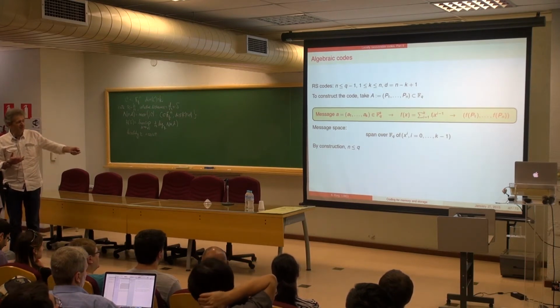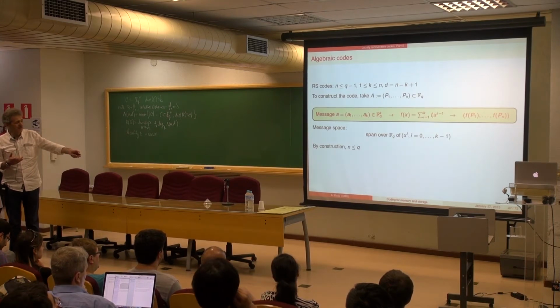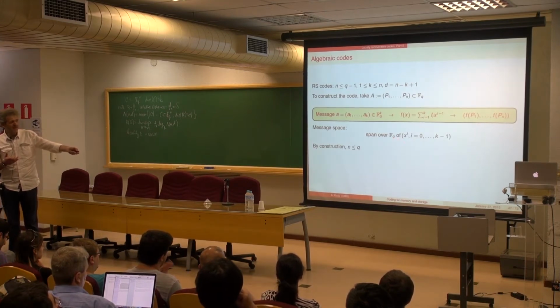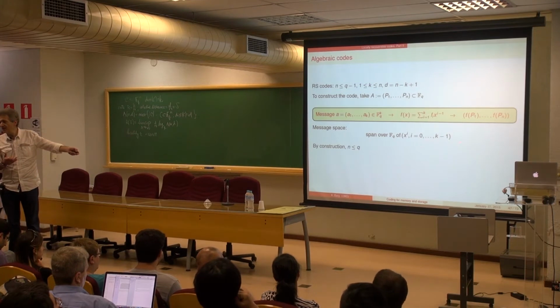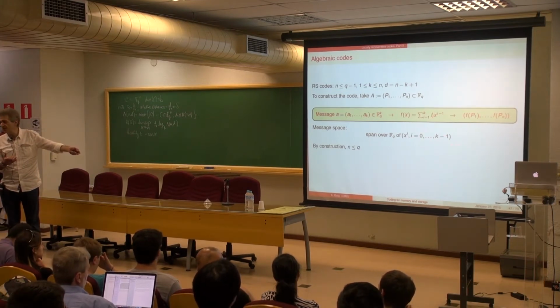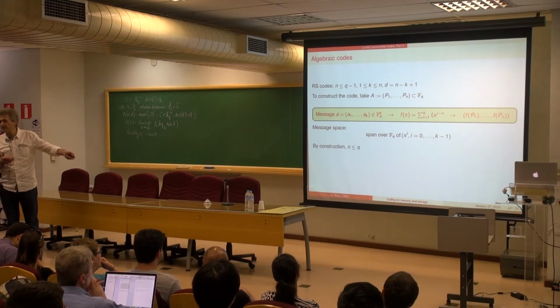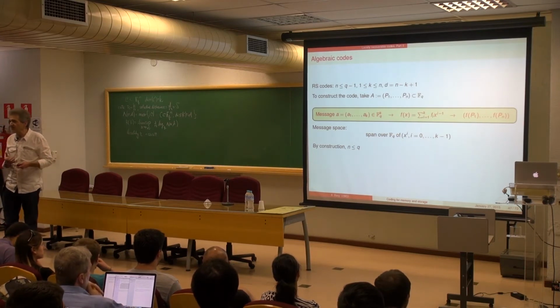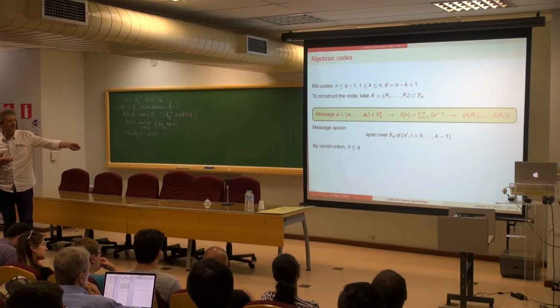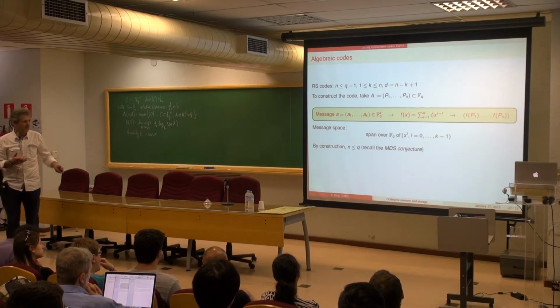And a remark on the way: the message space here can be thought of as the span of the following family of functions, x to the i, for i from 0 to k minus 1. This is another representation of the message space. This span of functions will be useful again in what I'm going to say. So let me put this on the slide here. So what if we want more points?